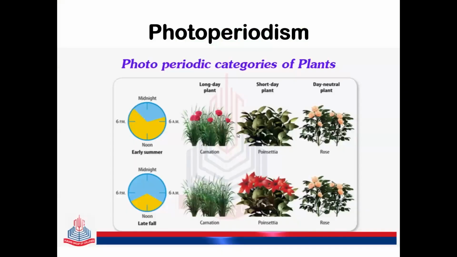Now, there are three types of plants, what are called long day plants, short day plants, and day neutral plants. So a long day plant will flower when there's about 12 hours of light.